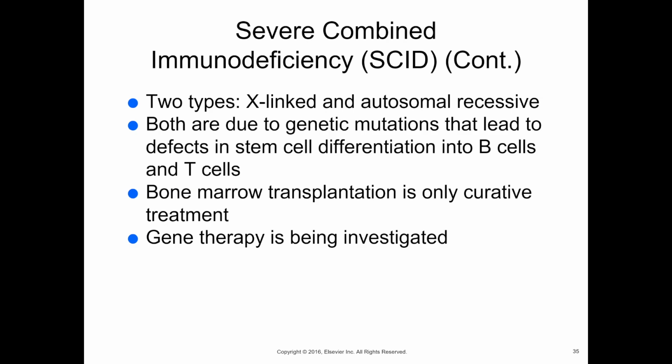There can be X-linked or autosomal recessive forms of this. They're both caused by genetic mutations. Currently, the only known way to cure this is a bone marrow transplant, but gene therapy is currently being looked at. Typically, unless successful treatment occurs, the child will die within 1 year of birth.